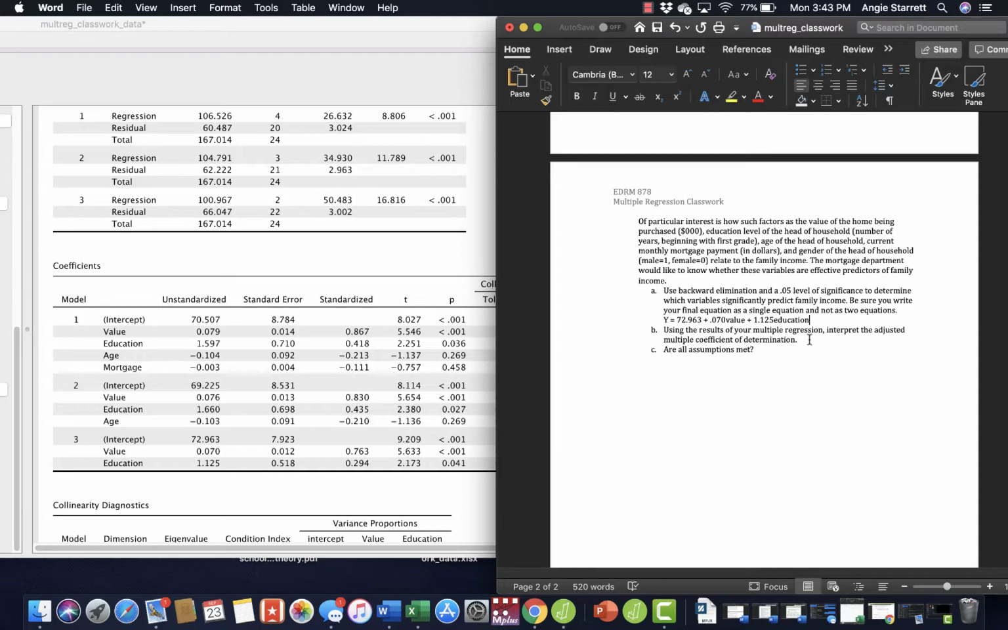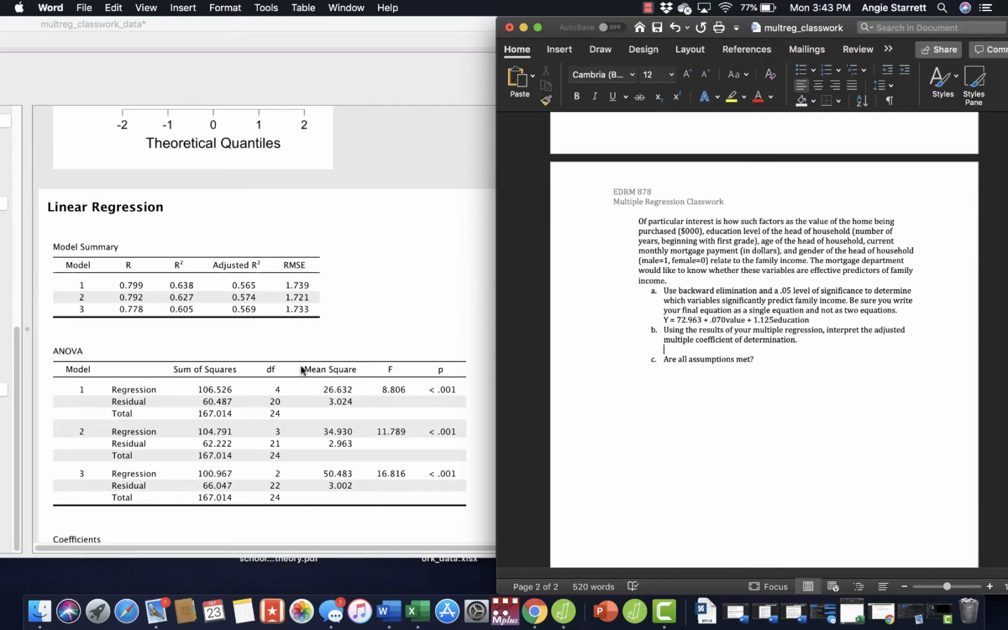All right, let's interpret our adjusted R-squared. So we scroll up to model summary, look at our third iteration, and we see 56.9% of the total variation in income is explained by value of the home and education of the head of household.